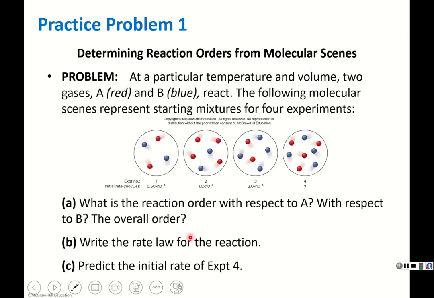Let's first try a practice question, a review over what we talked about last time. At a particular temperature and volume, two gases, red and blue, A and B, react. The following molecular scenes represent starting mixtures of the 4 experiments, and you're shown initial rates for all of them. What is the reaction order with respect to A, with respect to B, and the overall order? Write the rate law for this reaction and predict the initial rate of experiment 4.